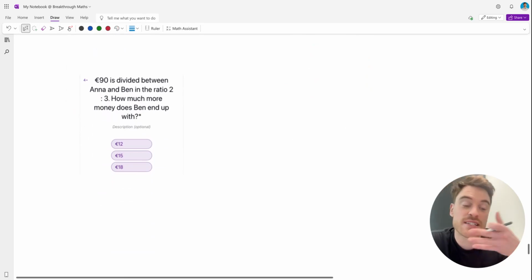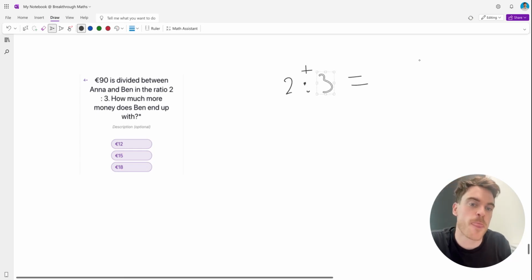90 euros divided between Anna and Ben. This is a hard one. The ratio is 2 to 3. How much more money does Ben end up with than Anna? So I guess the important part here is you want to find the total. It's broken down to 2 and 3, right? But what's the total? It's 2 plus 3. What's 2 plus 3? 5.